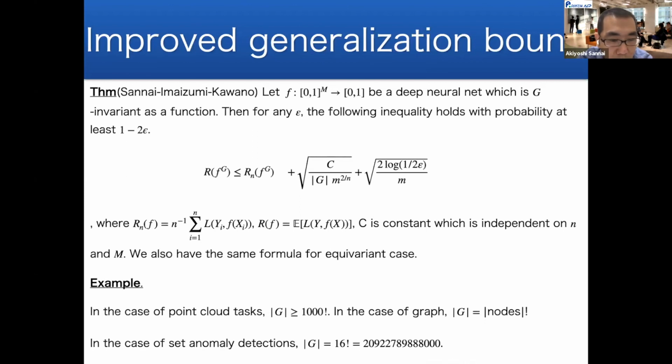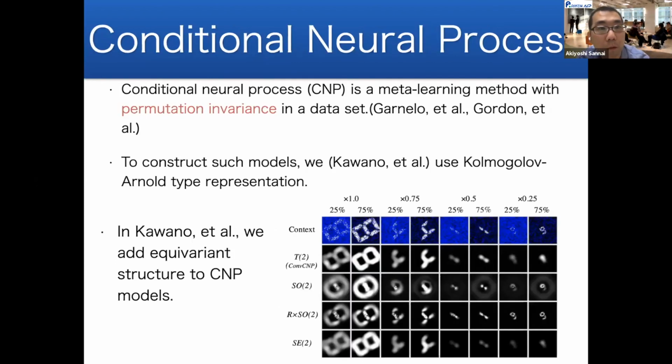So in the case of a point cloud task, the order of the group is more than 1,000 factorial, a very big value. And even in the case of set anomaly detection, the order of the group is 16 factorial. This is also big. And the next result is a little bit hard to explain in one slide. It is an application to conditional neural processes.